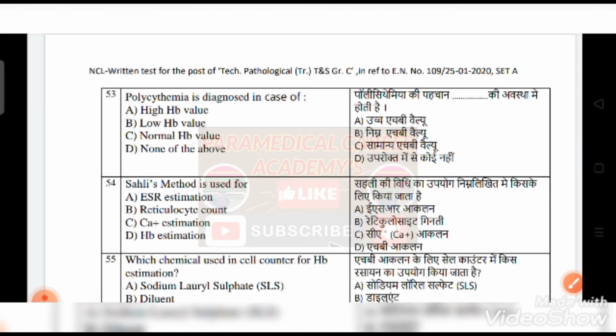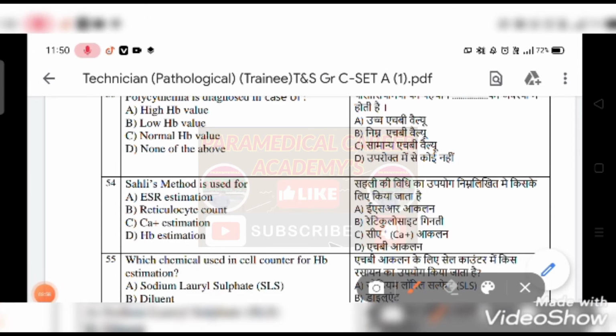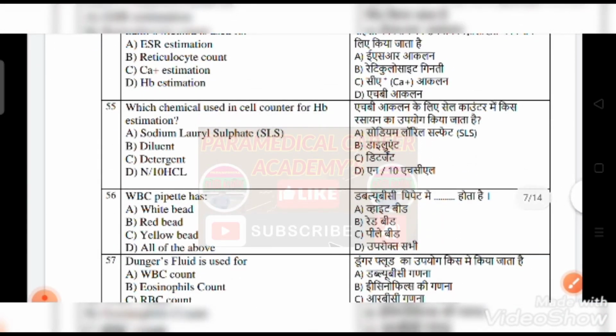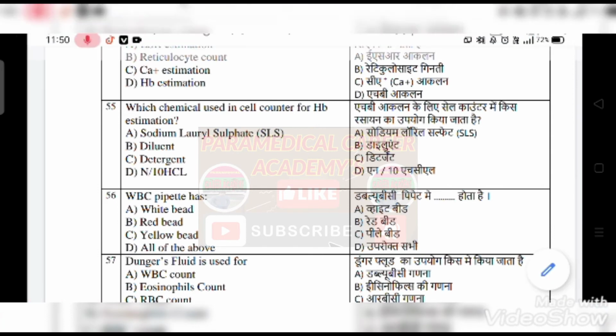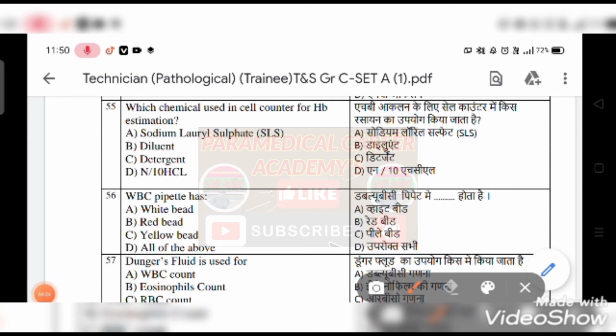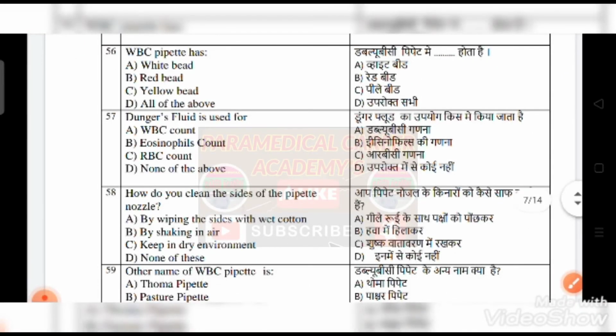53rd question, polycythemia is diagnosed in case of, answer is A, high Hb value. 54th question, Sahli's method is used for, answer is D, Hb estimation. 55th question, which chemical used in cell counter for Hb estimation? Answer is A, sodium lauryl sulfate, SLS. 56th question, WBC pipette has, answer is A, white bead. 57th question. Dungern's fluid is used for, answer is B, eosinophils count.